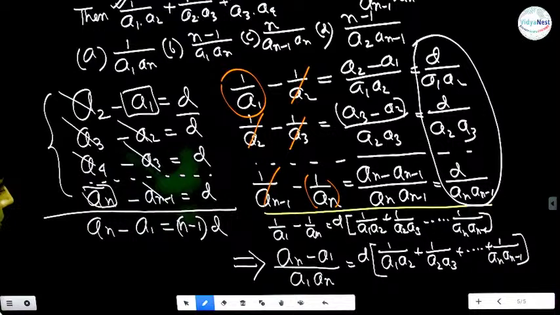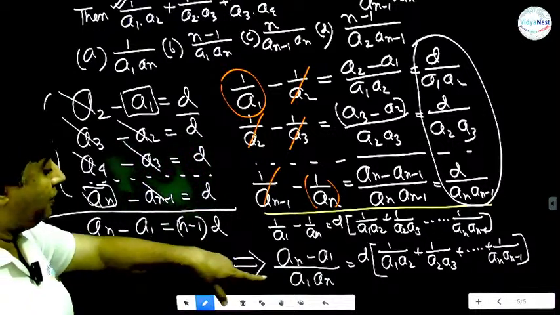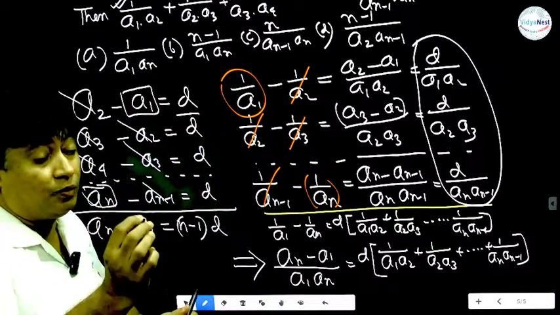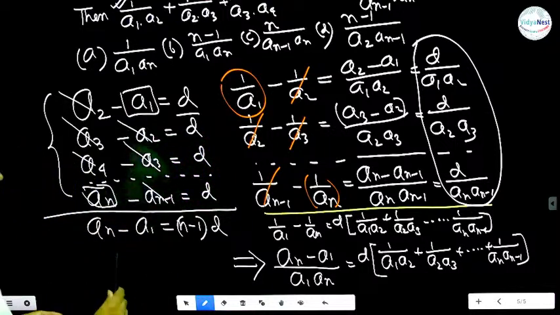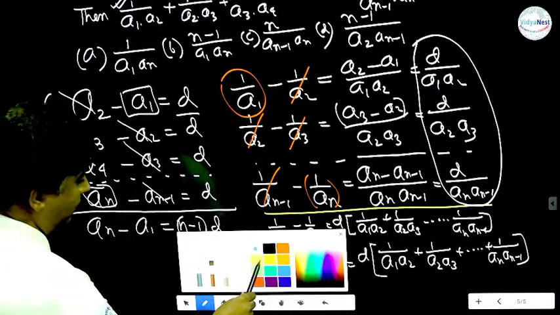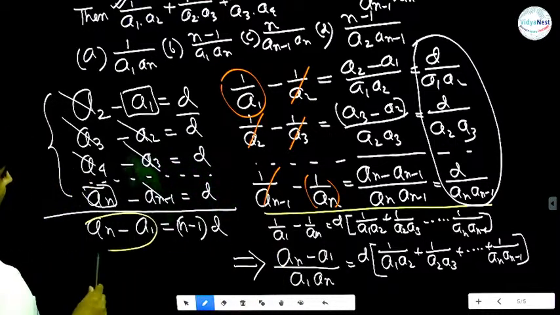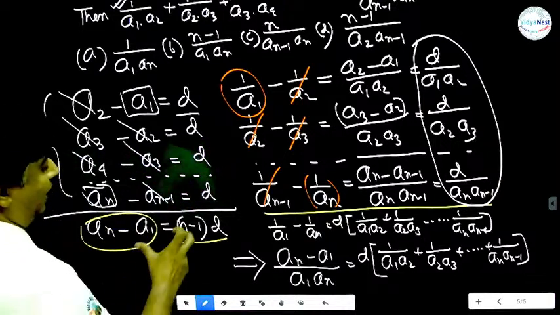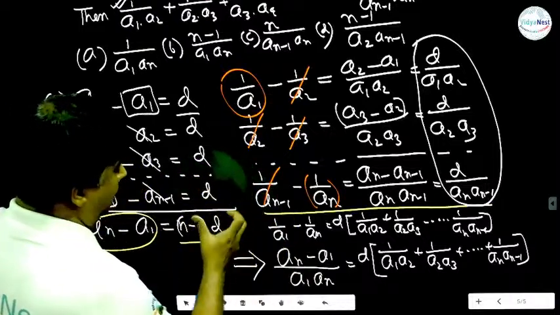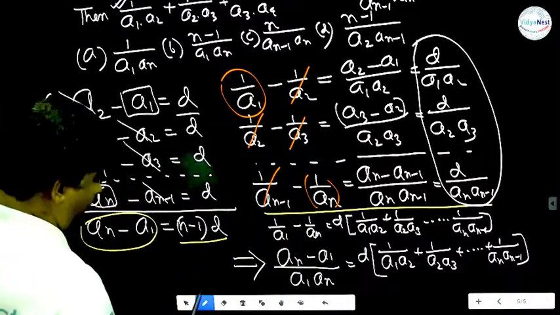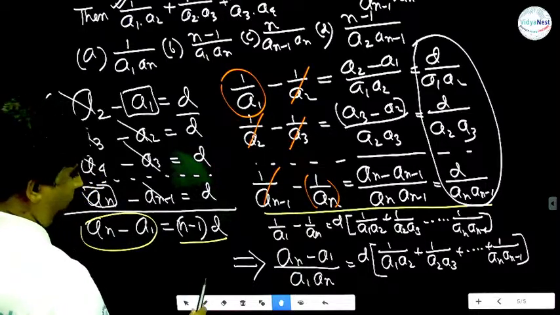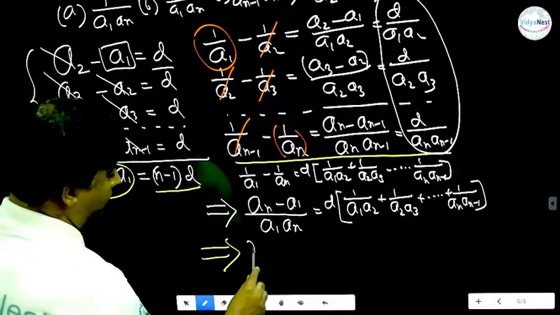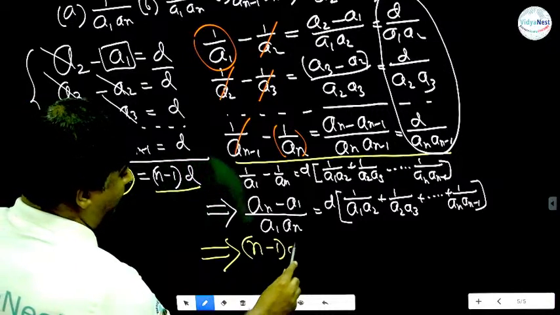Now you can ask me, okay, it is not matching with any one option, but still we are just one step behind the final conclusion. Why? Because you observe here, N minus A1 simplified version we have already derived. So that value will be plucked and put here, and that will give you N minus 1 into D.